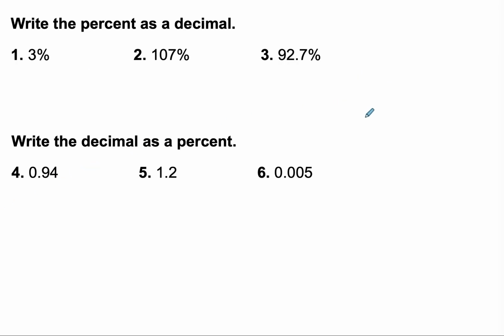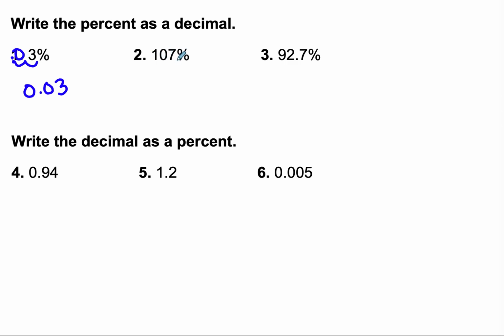All right, here are 6 problems to try on your own. Go ahead and pause the video and write down your answers. Okay, let's check our answers. Percent to decimal. We are moving our decimal 2 places to the left. 1, 2, placeholder 0. We're going to have 0.03, which is 3 hundredths.